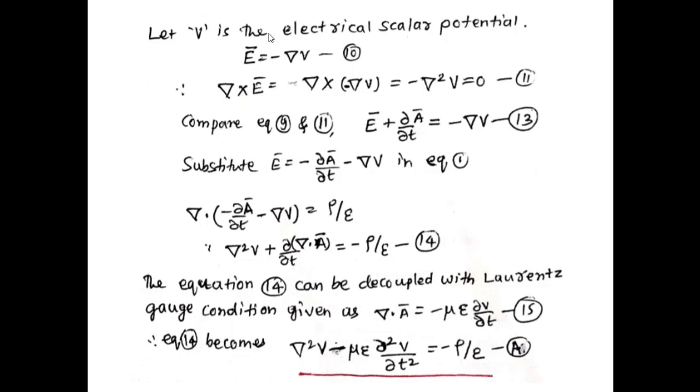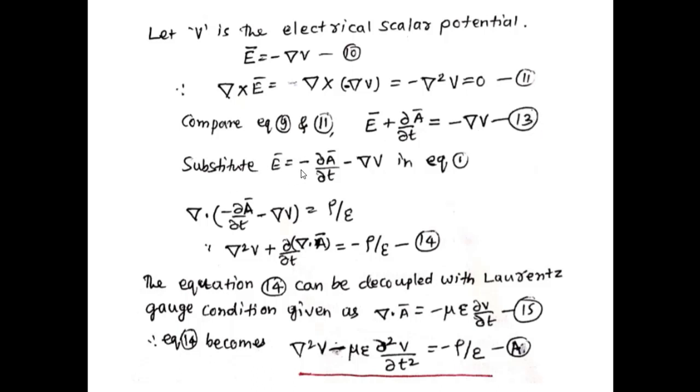Here V is the electric scalar potential. We know that E bar is given by minus gradient of V, or slope of V. Therefore, curl of E bar is equal to curl of minus del V. We will get minus del cross del V is equal to 0, equation number 11. Comparing equation number 9 and 11, we will get E bar plus dou by dou t A bar is equal to minus del V. We call it equation number 13.